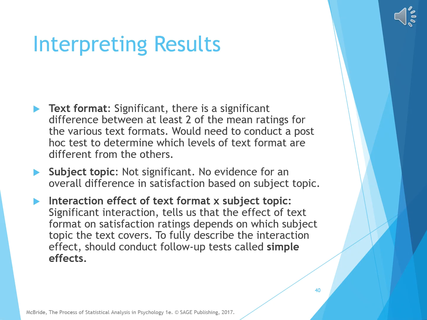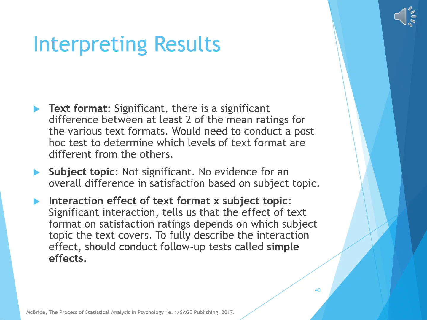All right, so for text format, we found a significant effect of text format, which means if we reject the null, the null was that all the population means of student satisfaction are going to be the same for each of the levels of this variable. So for the physical text and the 2 different kinds of online text. Well, we know that's not true because we rejected the null. So what is the alternative?